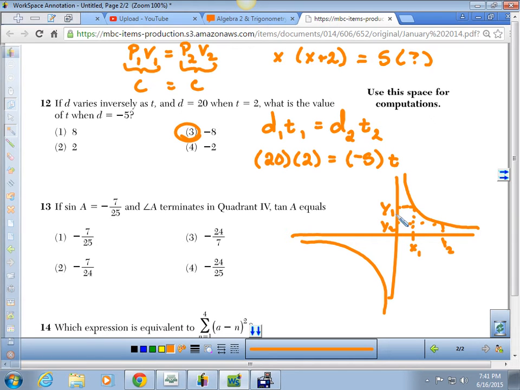Positive times positive is positive, negative times negative is also positive. So we could have a hyperbola that looked like this, or we could also have a hyperbola that looked like this. Okay. Where in this case, one value is positive and the other is negative, and they have both a negative on both of those. With inverse variation, will you see direct variation at all? No, absolutely not. Direct variation is algebra 1. Okay? Those ones have a constant ratio. These ones have a constant product. These ones are easier. Okay? All right with 12? Good.